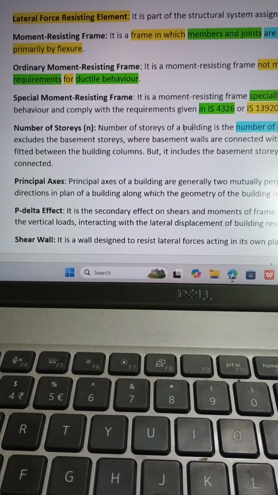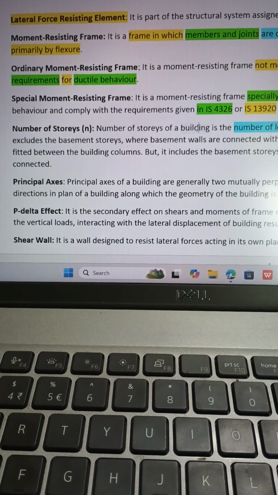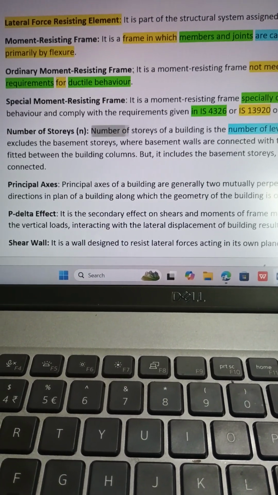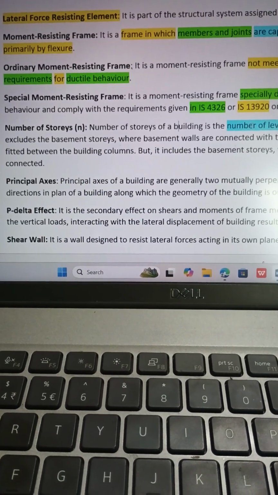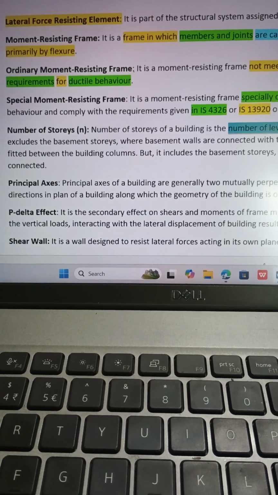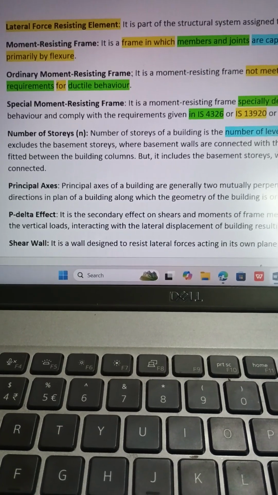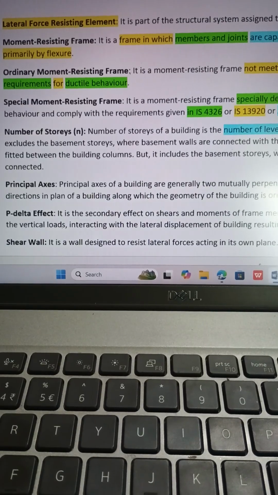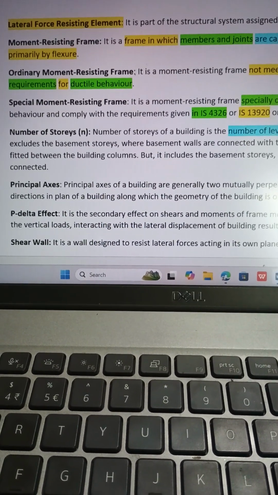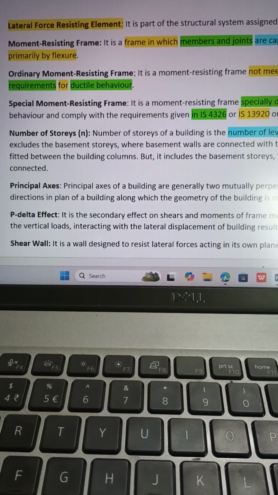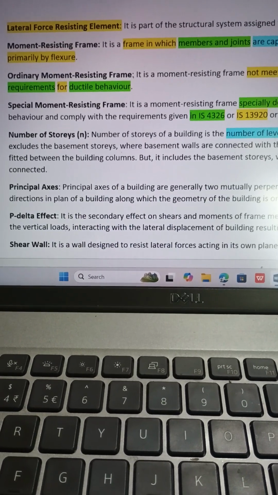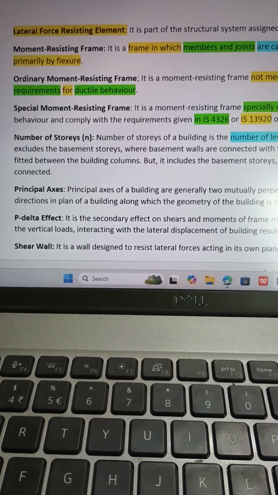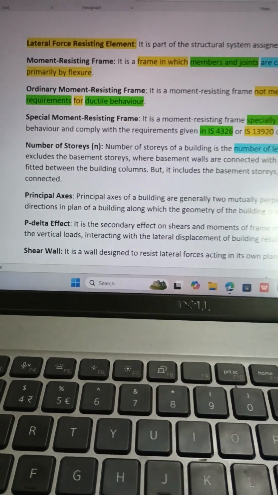Okay, so the number of stories of a building. Remember we are talking about a building here, right? Not any general structure, but a building. So it says that number of stories of a building is the number of levels above the base. So you have a base, and then you don't count base, or do you? It clearly says that it's the number of levels above the base. So it doesn't say it includes the base. Okay, let me take it like this.